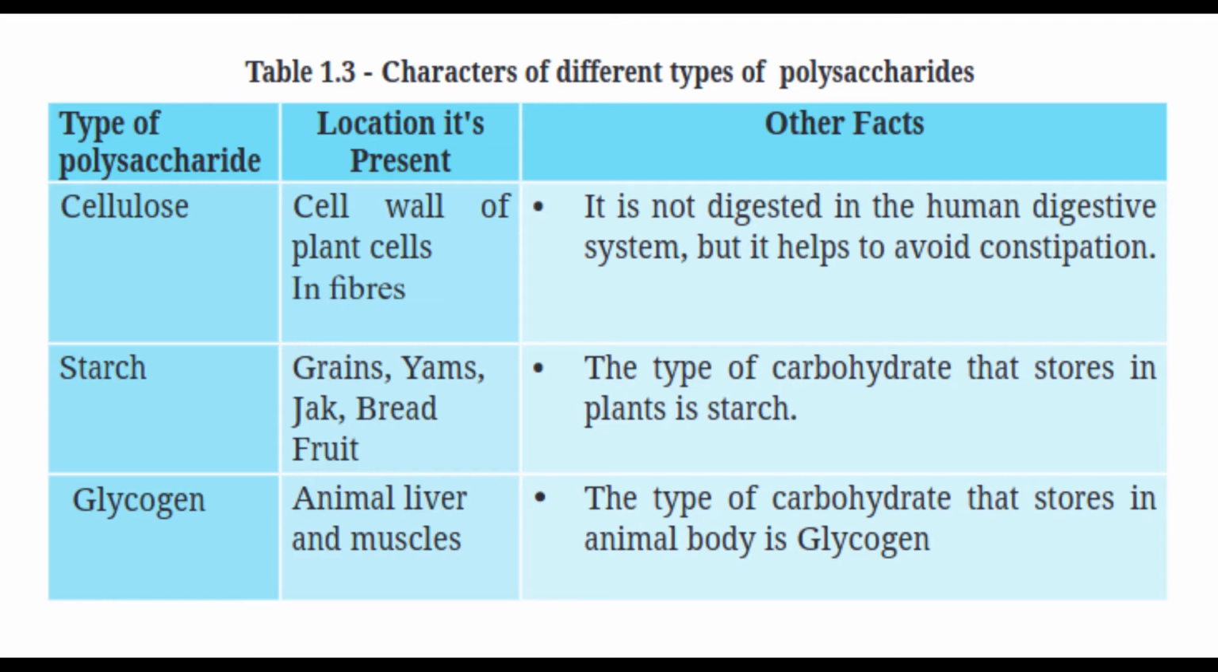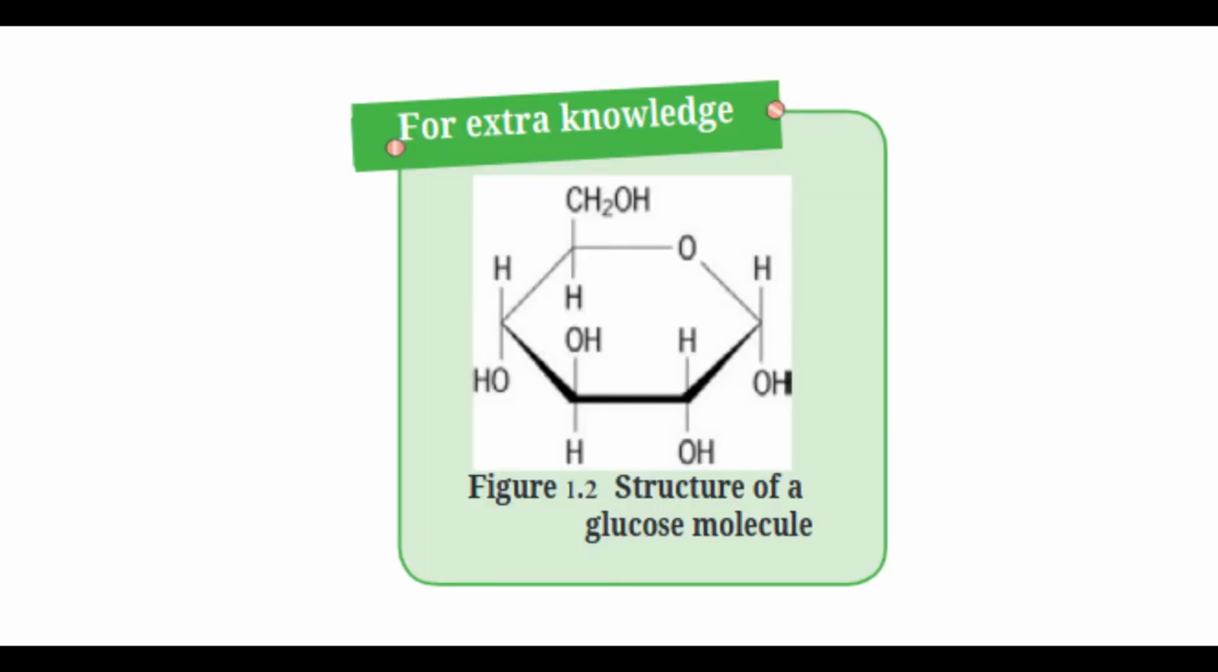Type of polysaccharide, location where it is present, other facts. Cellulose: cell wall of plant cells, in fibers. It is not digested in the human digestive system, but it helps to avoid constipation. Starch: grains, yams, jackfruit, fruit. The type of carbohydrate that is stored in plants is starch. Glycogen: animal liver and muscles. The type of carbohydrate that is stored in the animal body is glycogen. For extra knowledge, figure 1.2: structure of a glucose molecule.